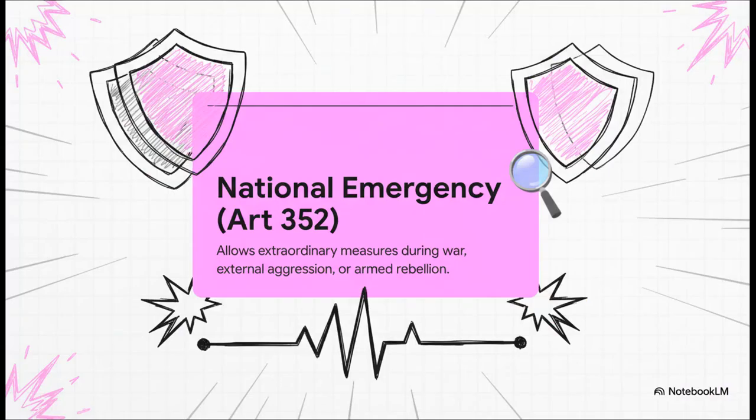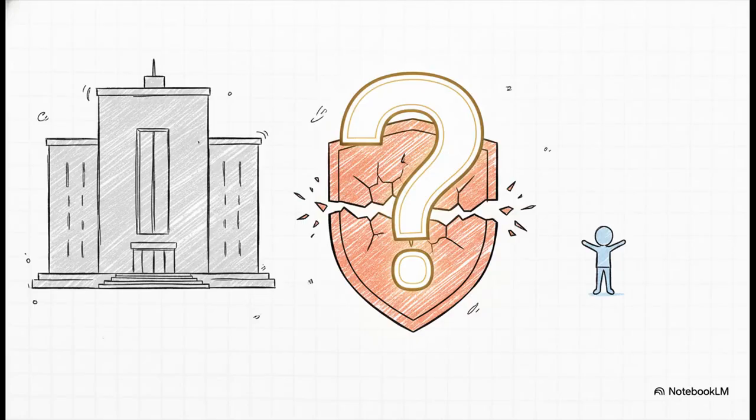In a worst-case scenario, like a war, Article 352 allows for a national emergency. This is basically the government's panic button. It gives the central government a ton of extra power to protect the country. It's a really big deal, meant only for the most extreme situations. So that's the state safety net. But what about yours? What happens if the state itself is the one violating your rights? Where do you go? What's your panic button?